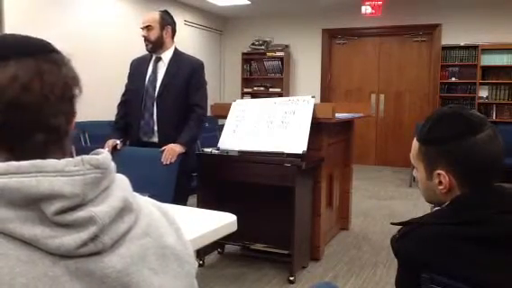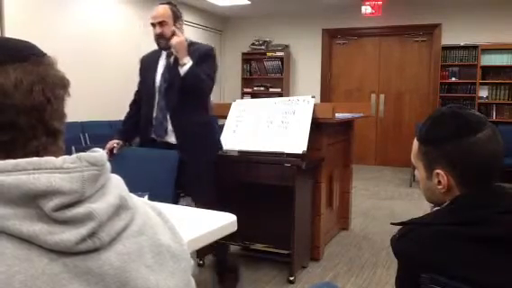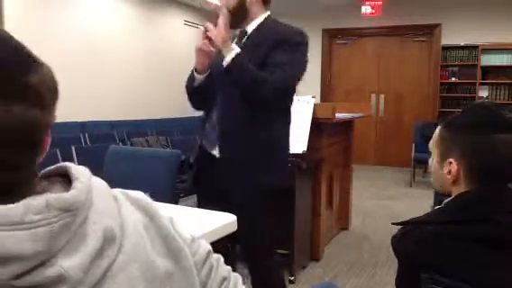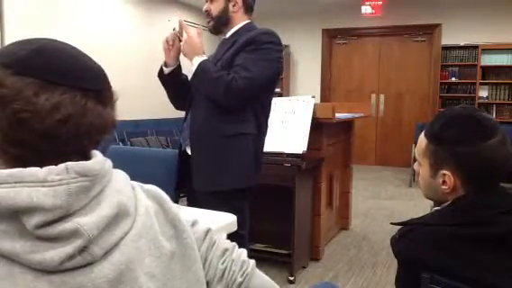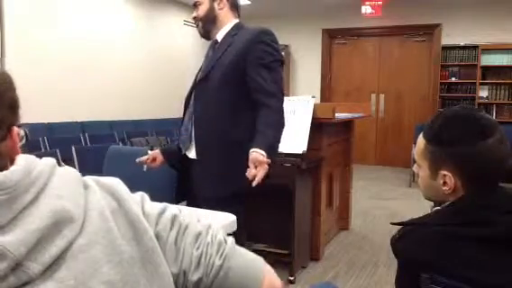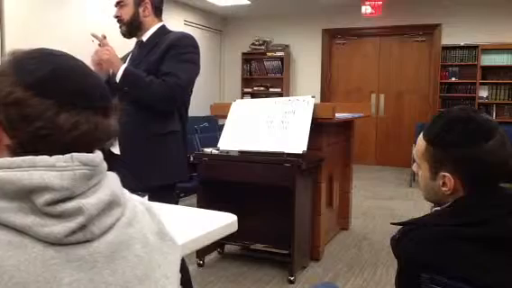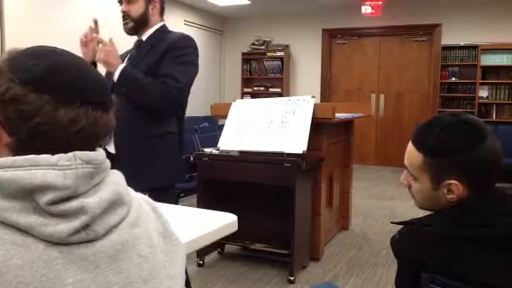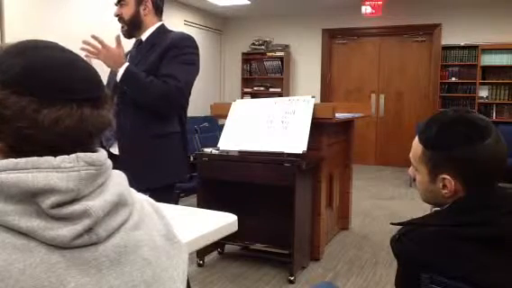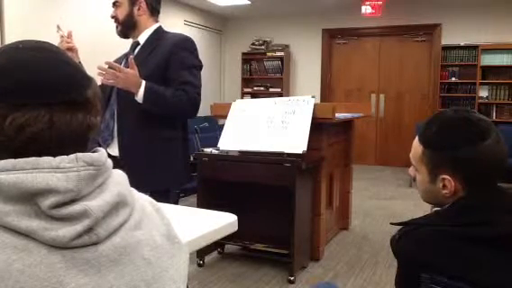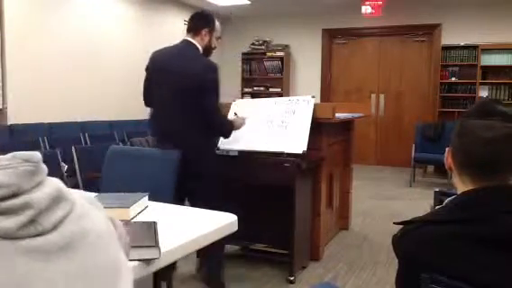Okay, so let's count. Tishrei, Heshvan, Kislev, Tevet, Shevat, Adar, Nisan, Iyar. I want to know how many months before Sivan. I'm not counting Sivan, because I want the molad of Sivan. Good, so I want 8 months.